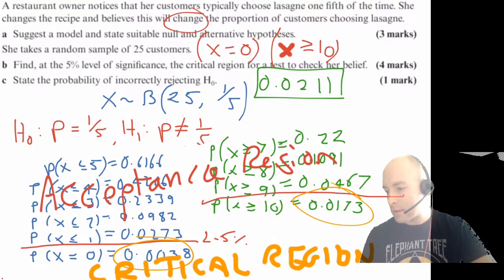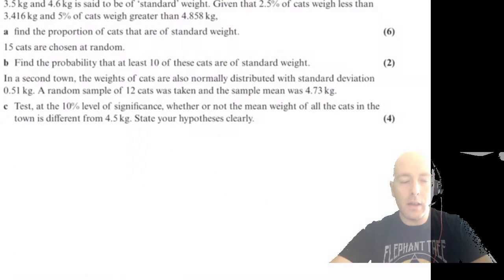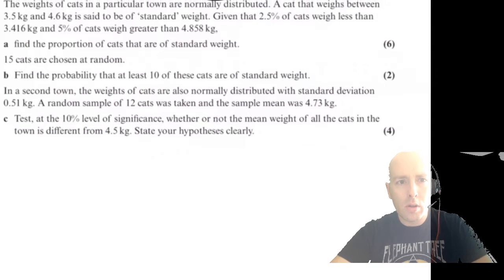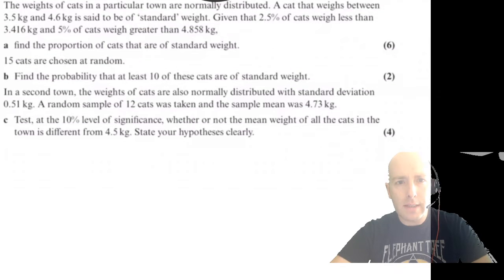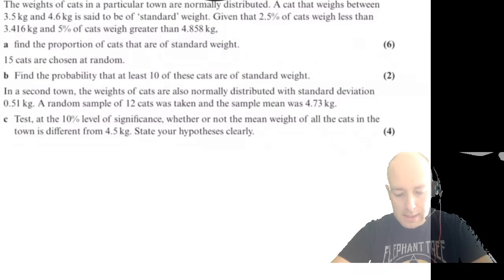Okay. So the next question is going to be the normal distribution one. We've got weights of cats in a town are normally distributed. Have a read through. It's worth quite a lot of marks. This one is a 12-mark question. I will give you guys 12 minutes to do it, so see how you get on.